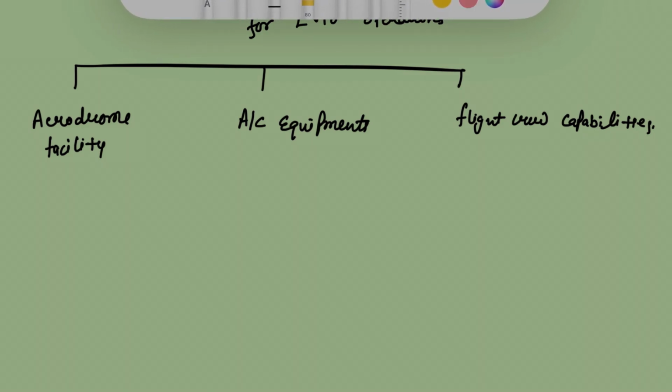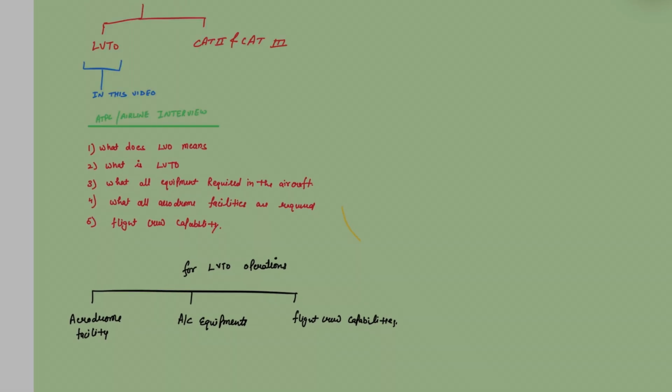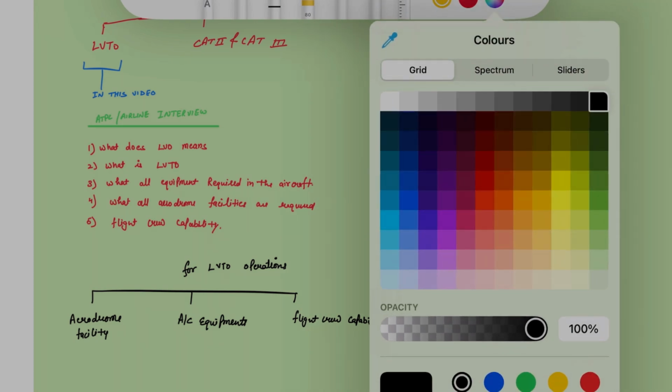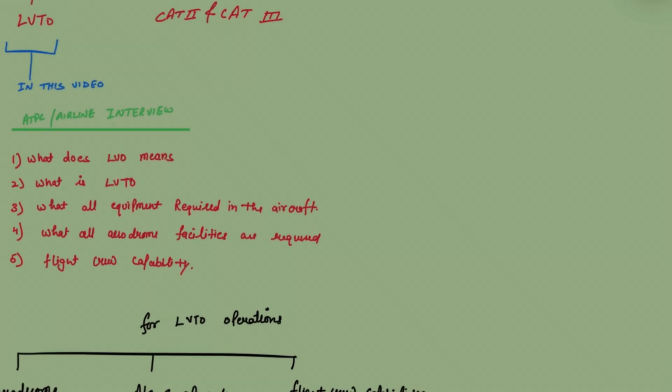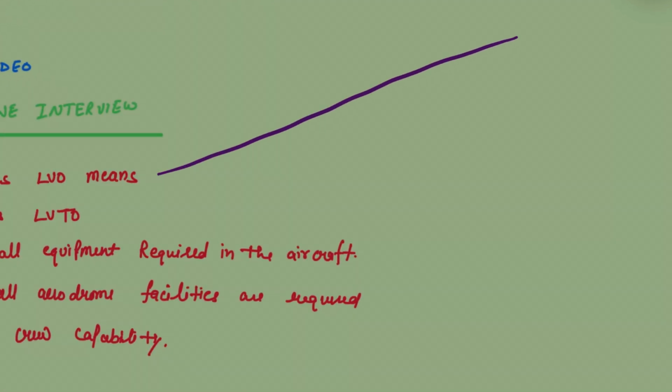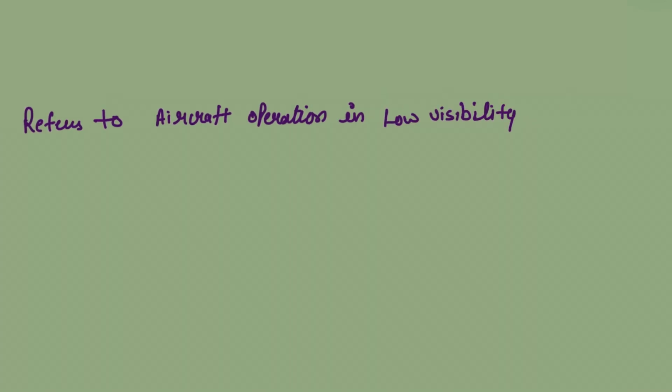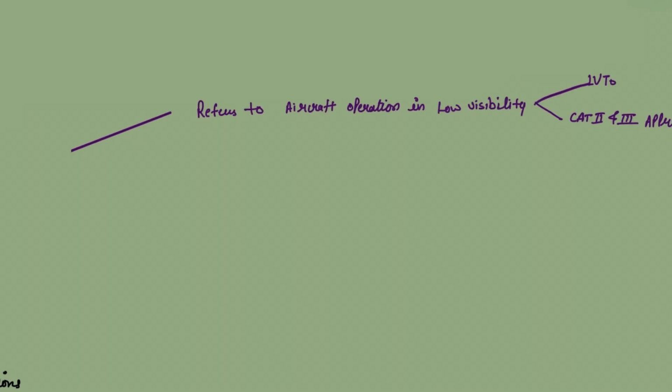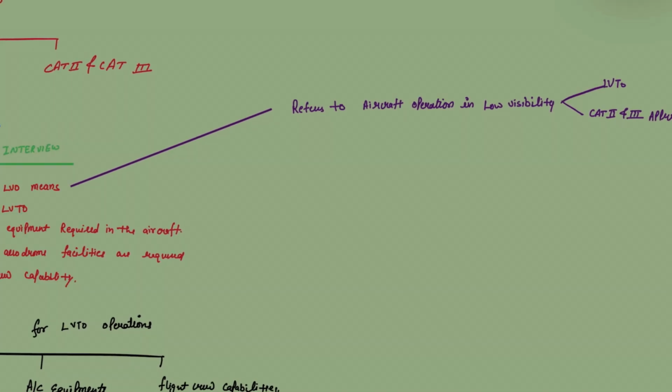Now after understanding the basic structure of this LVO, LVP or LVTO, let's start with some definitions and answers to those questions. Very first question: what is low visibility operation or low visibility procedure? So low visibility procedure refers to aircraft operations in low visibility, right? It includes low visibility takeoff and Cat 2, Cat 3 landings. Perfect, simple, clear.